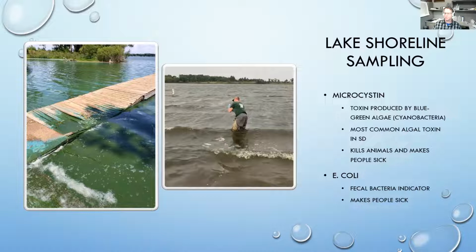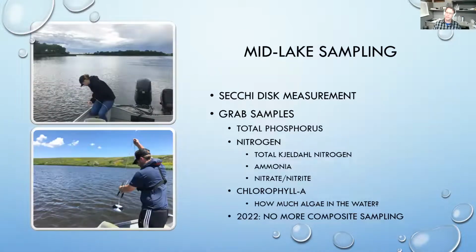The main thing is we want to know if it's there. If we don't know it's there, we can't fix the problem. And you can't see it in the water. It's not like an algae bloom where the water is bright green or something and you're like, yeah, that doesn't look right. With E. coli, it could be there and you'd have no idea. So that's lake shoreline sampling.